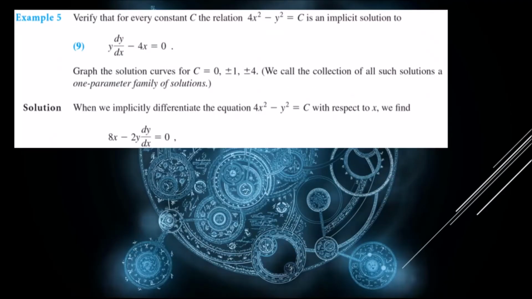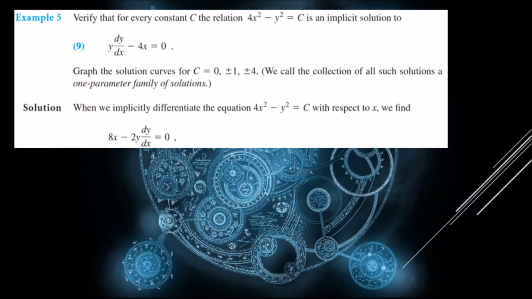For example 5, verify that for every constant c, the relation 4x squared minus y squared equal to c is an implicit solution to y dy over dx minus 4x equal to 0. Graph the solution curves for c equal to 0, positive or negative 1, positive or negative 4.